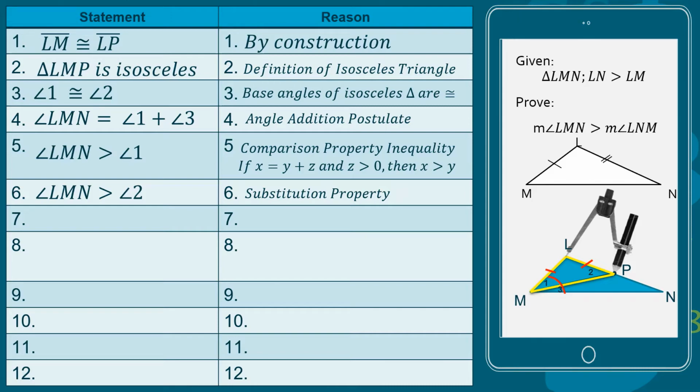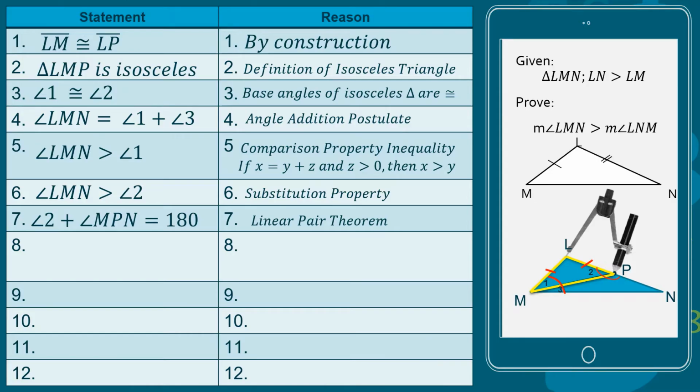Okay, next. Now, write an equation statement involving angle 2 and angle MPN. Tingnan natin yung illustration, angle 2 and angle MPN. Makikita ninyo, these two angles form a linear pair. So, when they form a linear pair, then they are supplementary. That's why, in statement number 7, angle 2 plus angle MPN is equal to 180. And of course, our reason is the linear pair theorem.